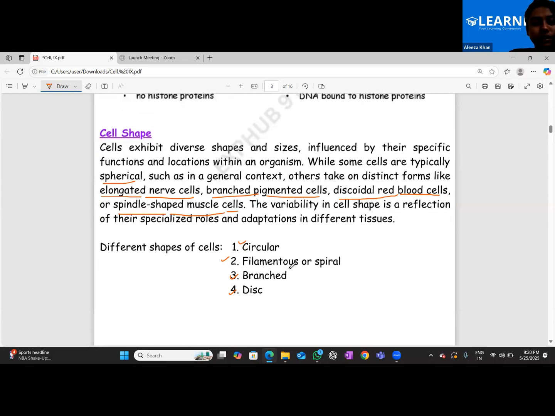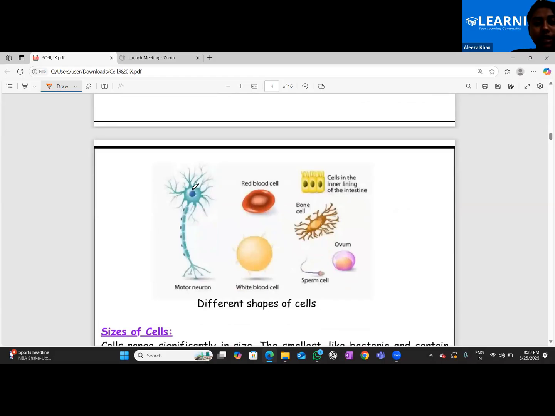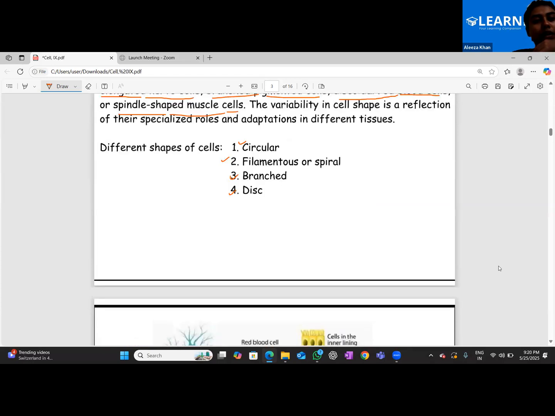If you can see the image, these are the elongated nerve cells. RBCs have a discoid shape, concave or convex. Bone cells are there. Sperm cells also have an elongated shape. Ovum has a spherical shape. So shapes of the cell include circular, filamentous, branch, or disc.